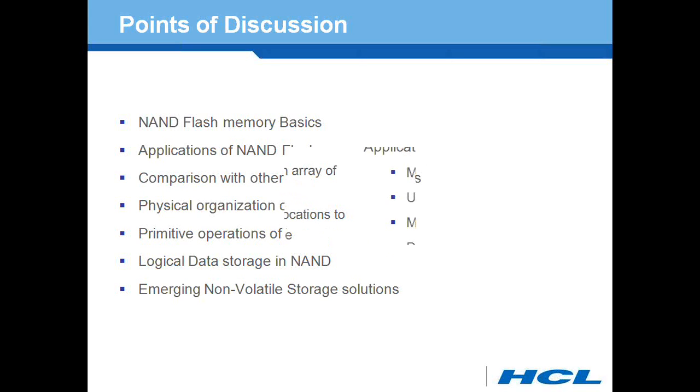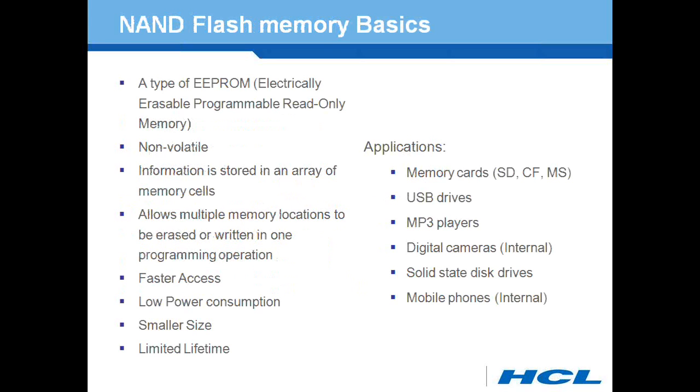This flash memory is a type of EEPROM, nothing but electrically erasable programmable read-only memory, which allows multiple memory locations to be erased or written in a single programming operation. Basically, the information is stored in an array of memory cells, like an array of floating gate transistors, each of which is called a cell.